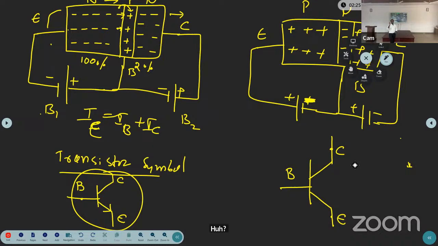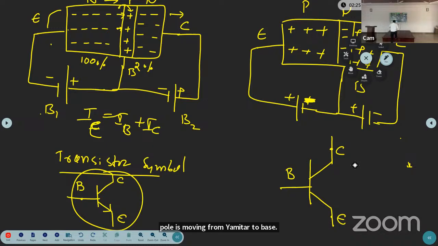Okay, with respect to positive charge carriers, what is the current direction? With respect to electrons, it is the opposite direction. The current direction is opposite to the electron direction. But here there are no electrons. The charge carriers are holes. Now what is the current direction? The current direction is the same as the hole direction. The hole is moving from emitter to base, base to collector.